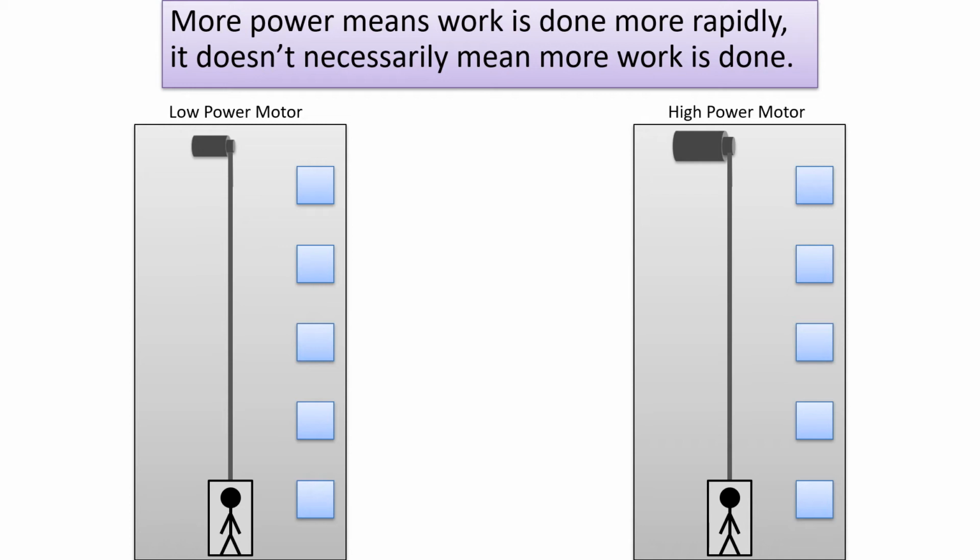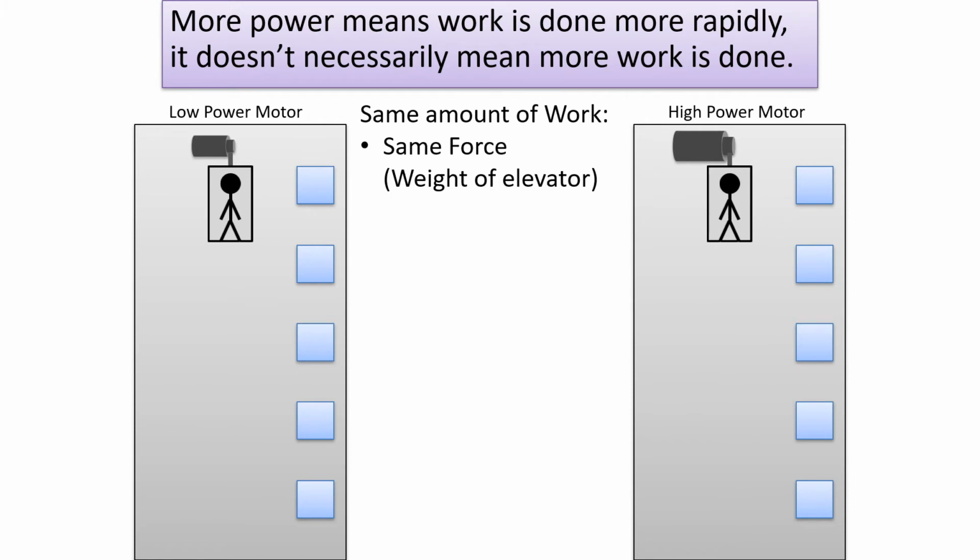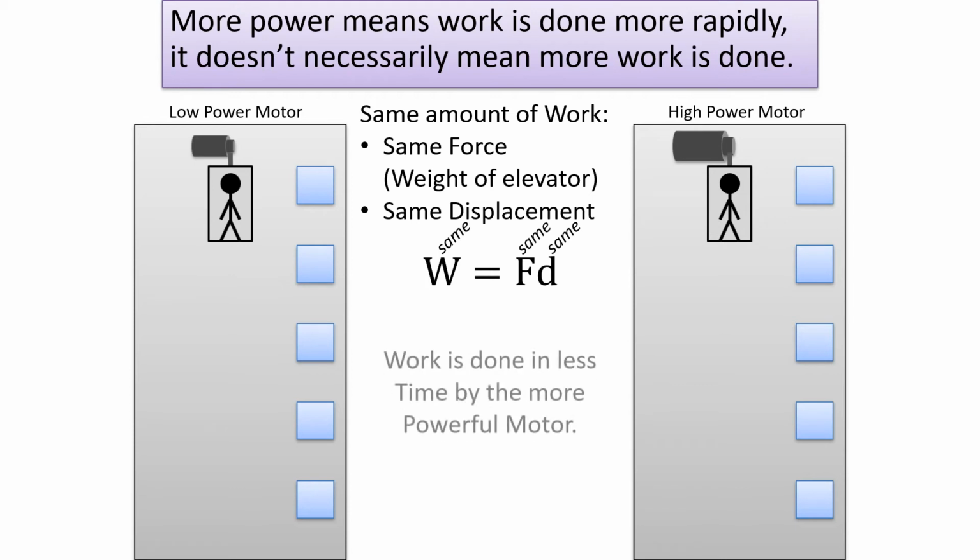So in this example, we have two elevators, one with a low power motor and one with a high power motor. So the low power motor goes slower and the high power motor goes faster. It's the same amount of work being done though, because it's the same force. It's the weight of the elevator, the same weight on both sides. So it's the same force that you need to lift it up, and it's the same displacement. So W is equal to F D, same. So the amount of work done is the same.